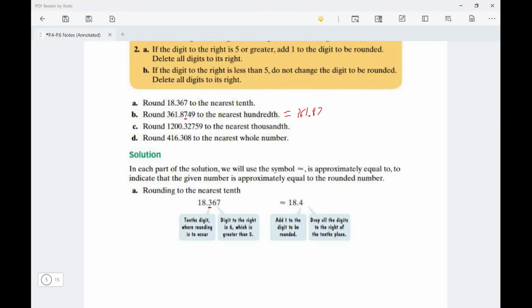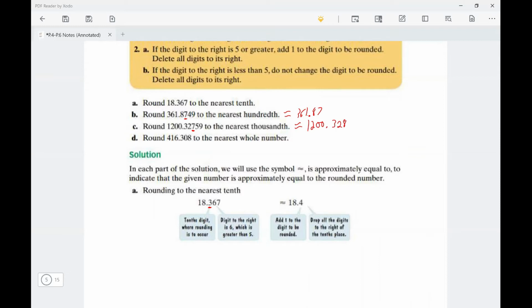The next one, it asks us to round to the nearest thousandth. So that's the third place value over. Notice to the right, it's 5. So we're going to round up. So this is going to be approximately equal to 1,200 and 33 hundredths. Or sorry, 328. So 328 thousandths.